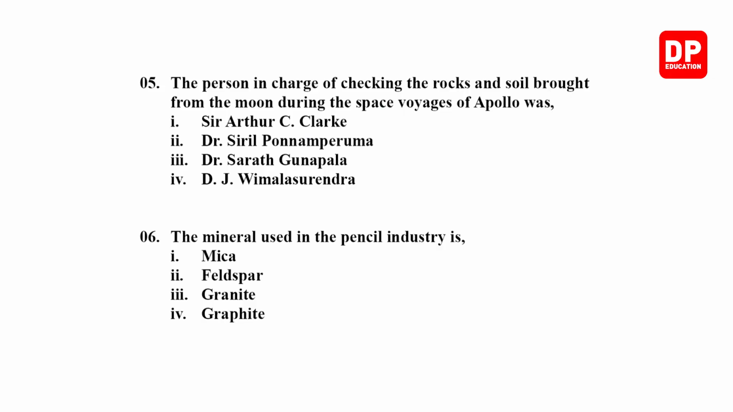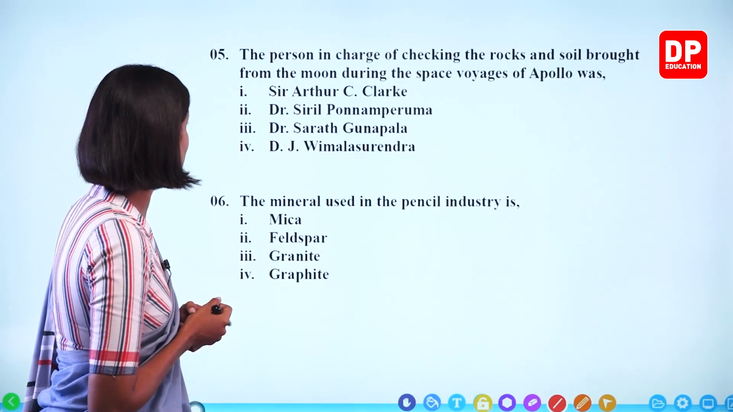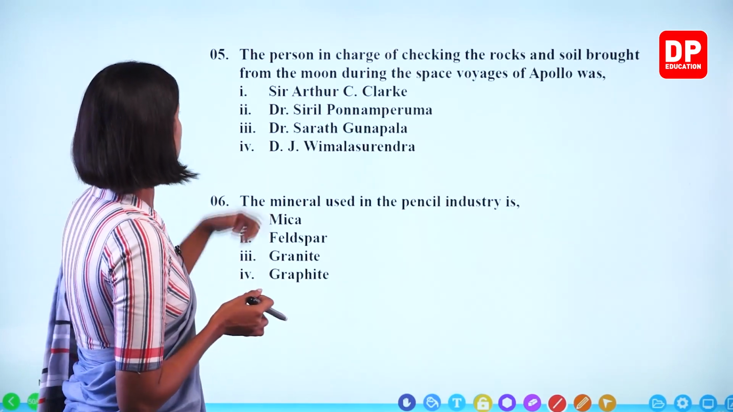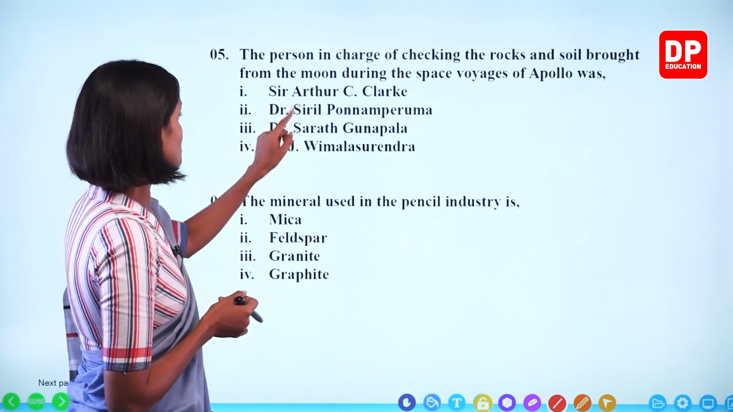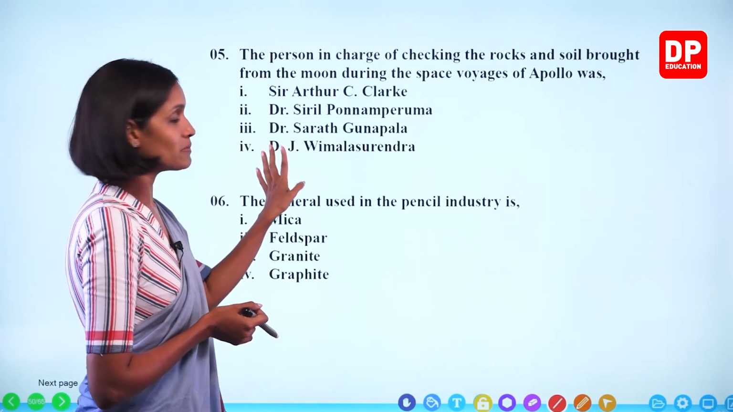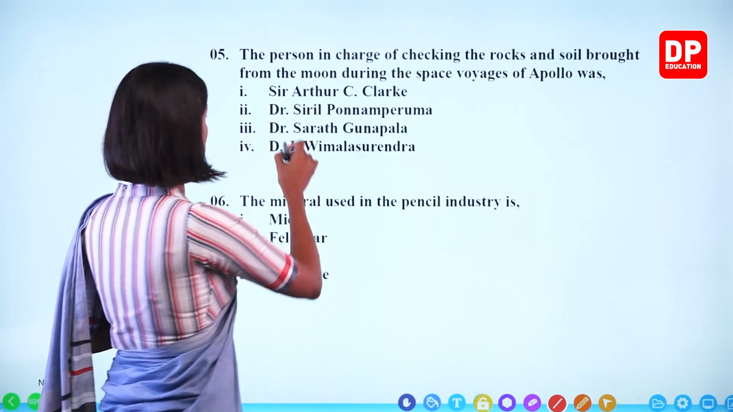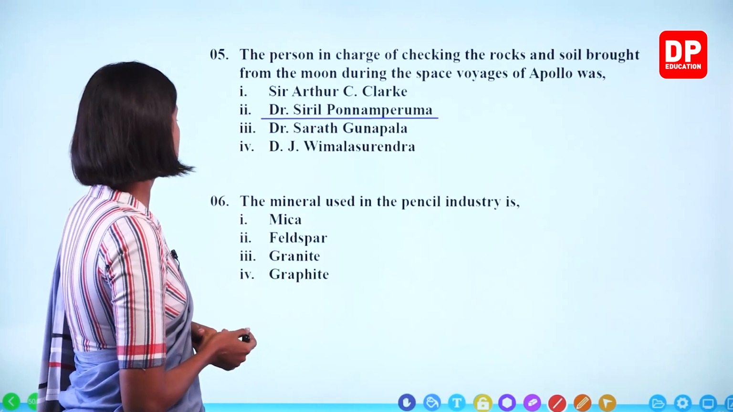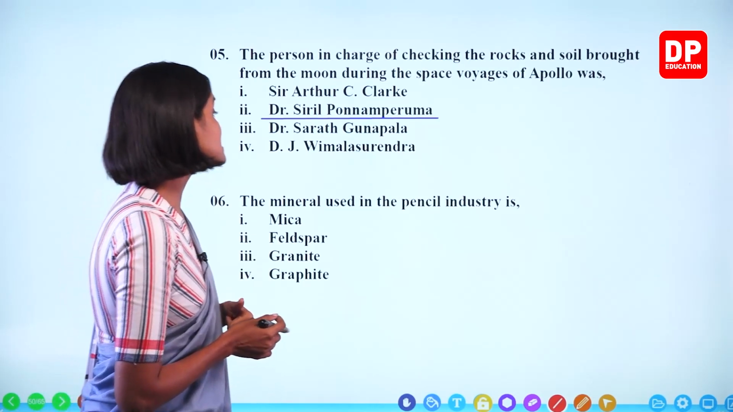Number 5. The person in charge of checking the rocks and soil brought from the moon during the space voyages of Apollo, who was that, children? Dr. Cyril Ponnamperuma. Okay. So Sir Arthur C. Clarke, Dr. Cyril Ponnamperuma, Dr. Sarath Gunapala, DJ Vimala Surendra. Answer is number 2. Dr. Cyril Ponnamperuma.